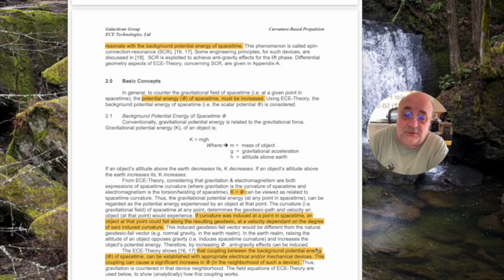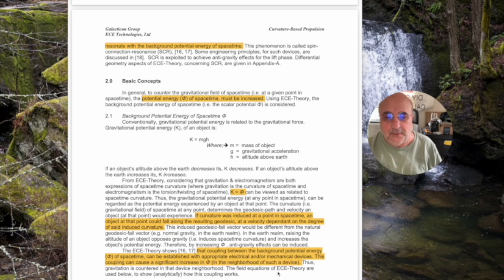So here he goes. The ECE theory shows that coupling between the background potential energy of space-time, which he calls volts again, can be established with appropriate electrical or mechanical devices. This coupling can cause a significant increase in phi in the neighborhood of such a device. Thus, gravitation is encountered in that device neighborhood. The field equations for ECE theory are used below to show analytically how this coupling works. I'll get there in a minute, but I want to show some inconsistencies here.